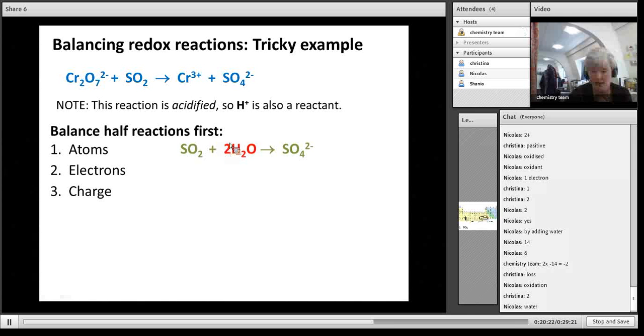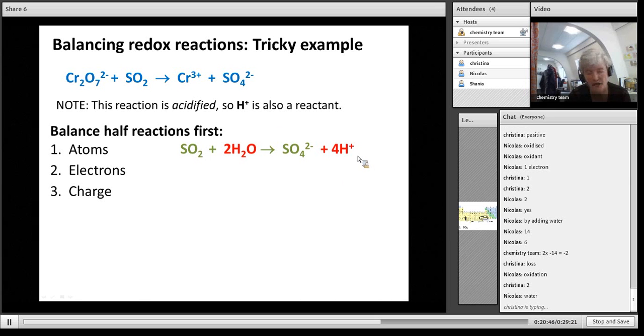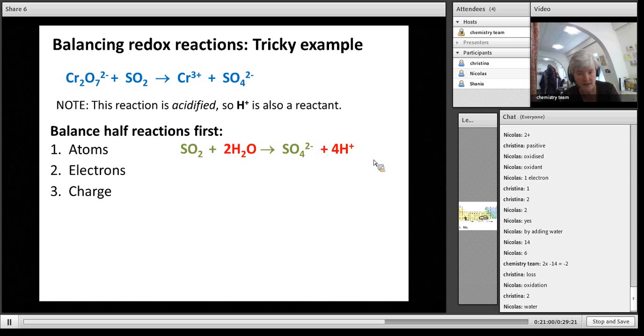So the water is going to be my source of oxygen. Right, so we add water, and as Christina said, we need two of them because I need two oxygens. But now that I've done that, I've added another element and I've got now hydrogen. So how can I now balance the hydrogen? If I'm adding water and I've got to balance the hydrogen, I have to also use the H plus. So I now balance it by putting in the 4H plus. 4 because I've got a 2 in front there and a subscript 2, so 2 times 2 is 4. Okay, so that is now my atom balance.